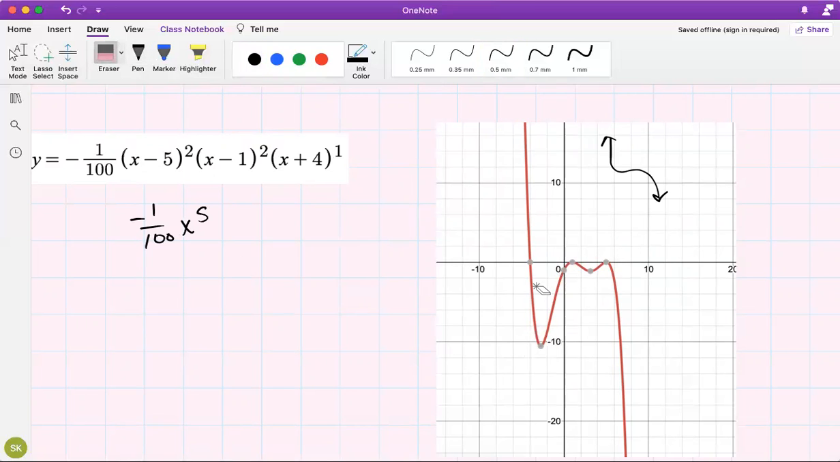And that's what happens. As long as you keep the even multiplicities even and the odds odd, you can kind of move those numbers around. And as long as you keep this negative, changing this number in the front will kind of stretch or compress your graph.